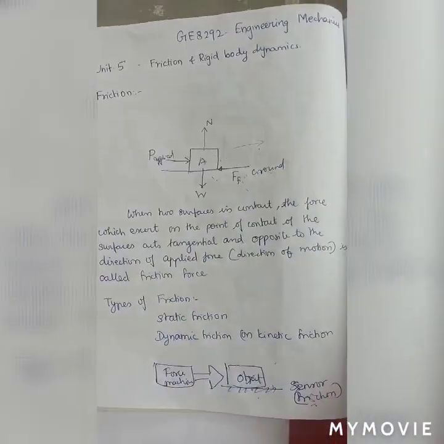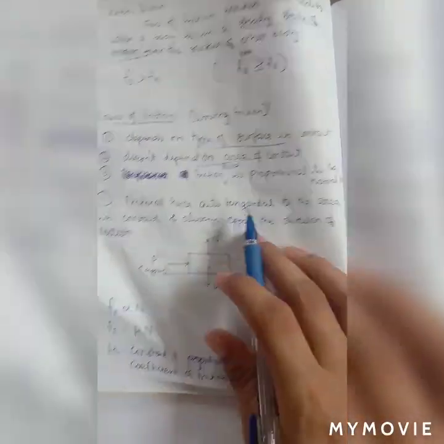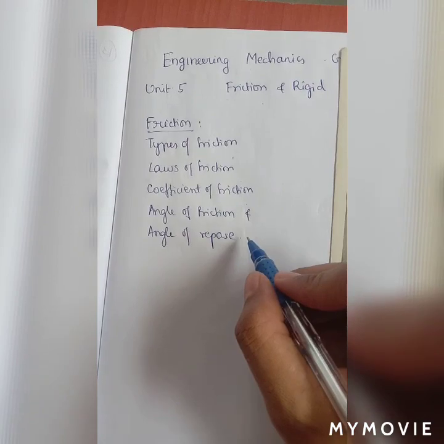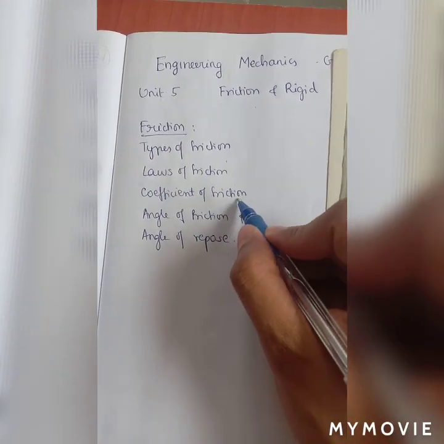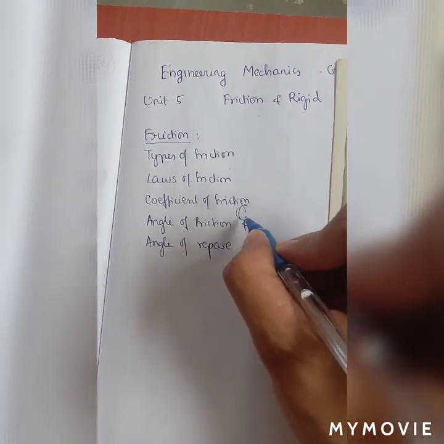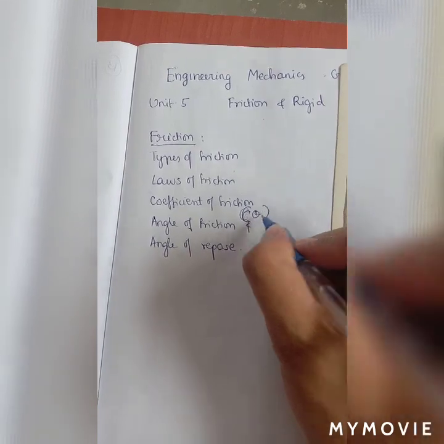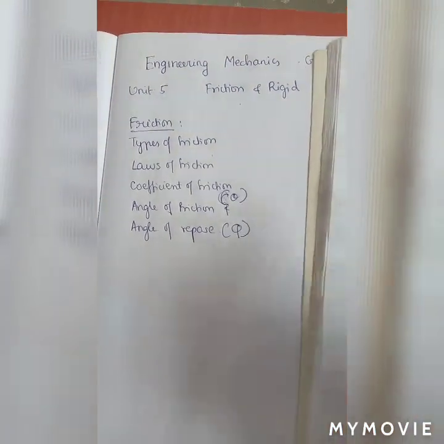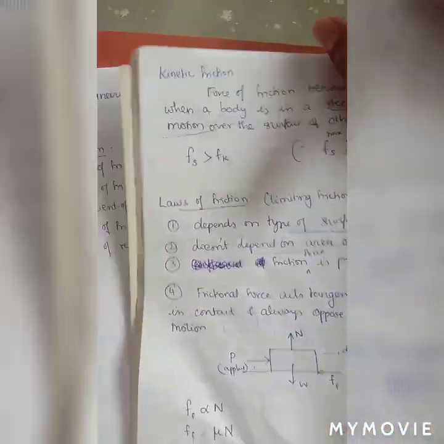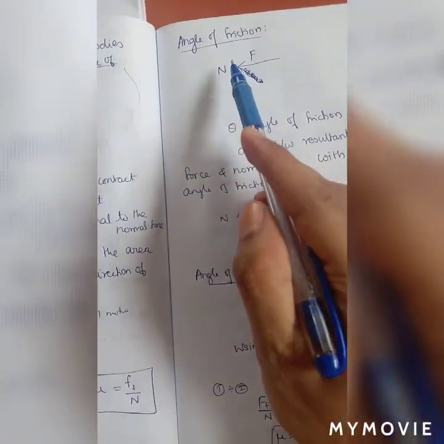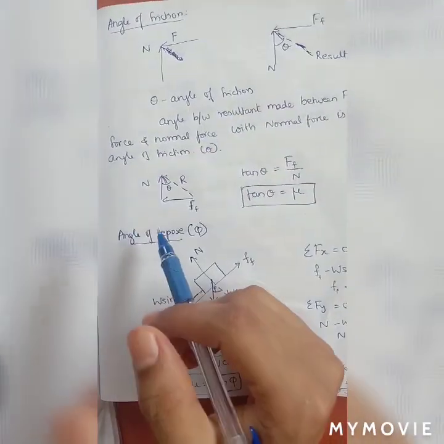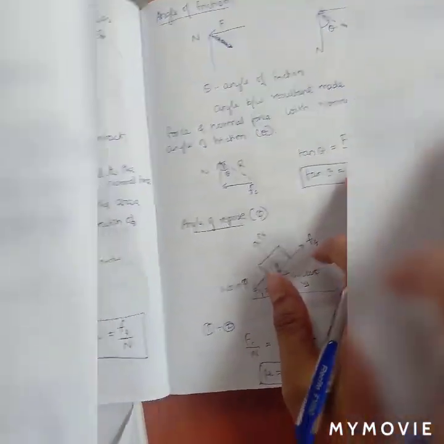The two more topics we have to discuss are your angle of friction and your angle of repose. The angle of friction is denoted by the term theta, and the angle of repose is denoted by the term phi. What are they? Now we are going to see that. So the angle of friction is the angle between two forces. What are the forces? Now we are going to discuss that.